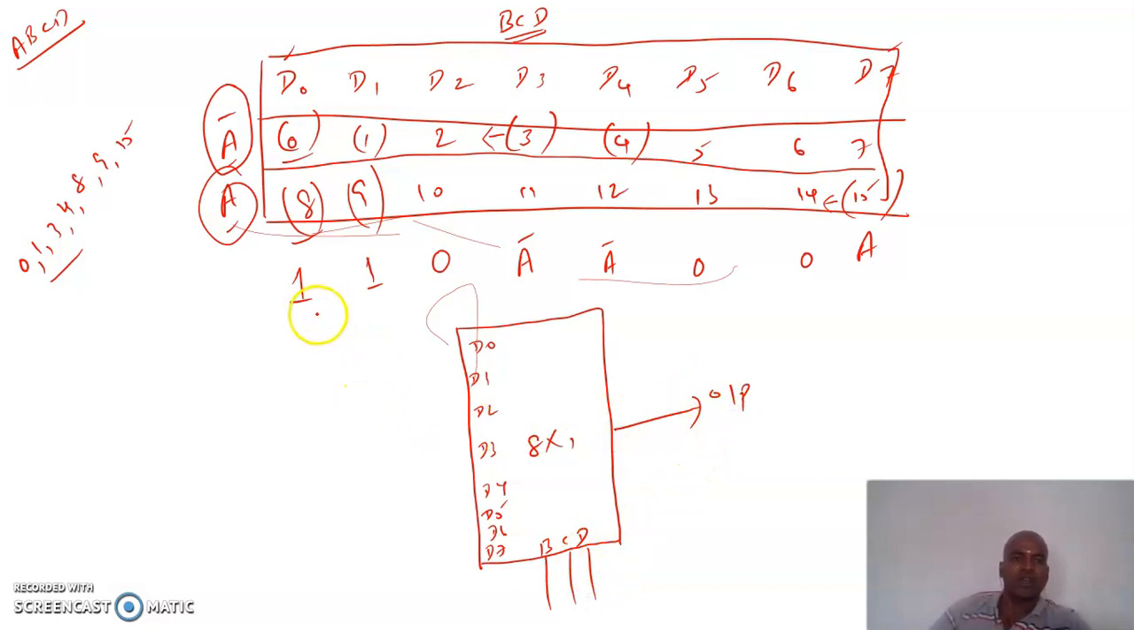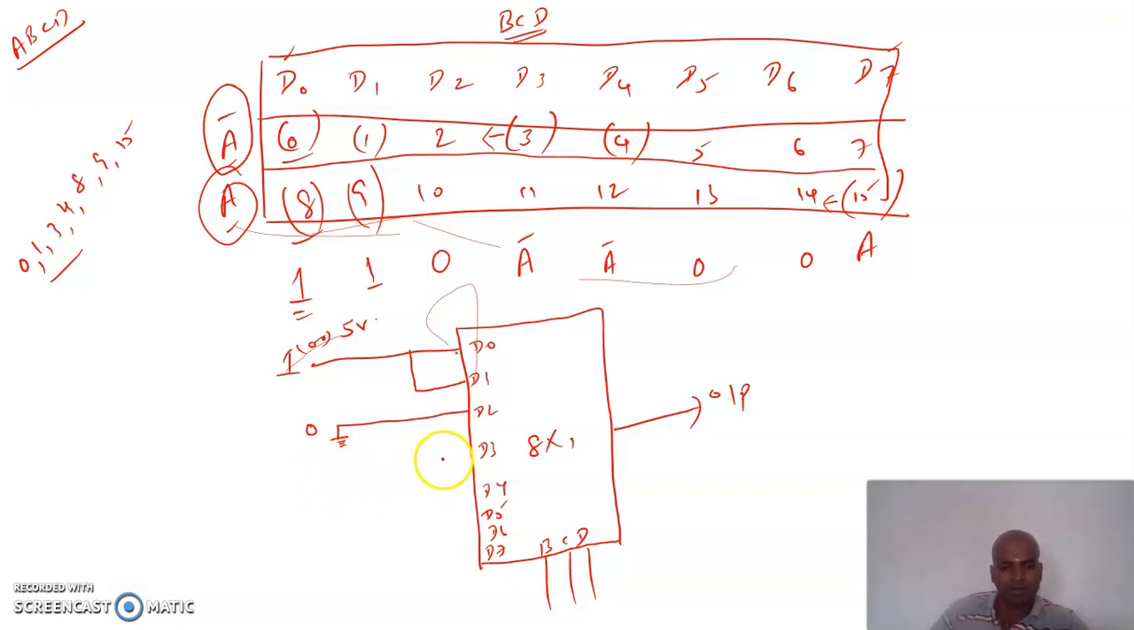Now what is the D0 value? D0 value is equal to 1. So here I am going to give the value 1. Otherwise you can connect this with a 5 volt power supply. Okay, and what is D1? D1 is also 1, so let's connect this. D2 is 0, so we can connect this D2 with ground. Okay, this is 0. And D3 is what?